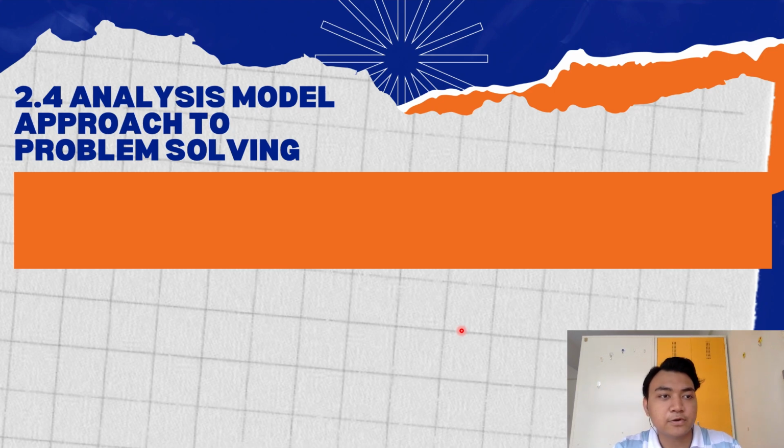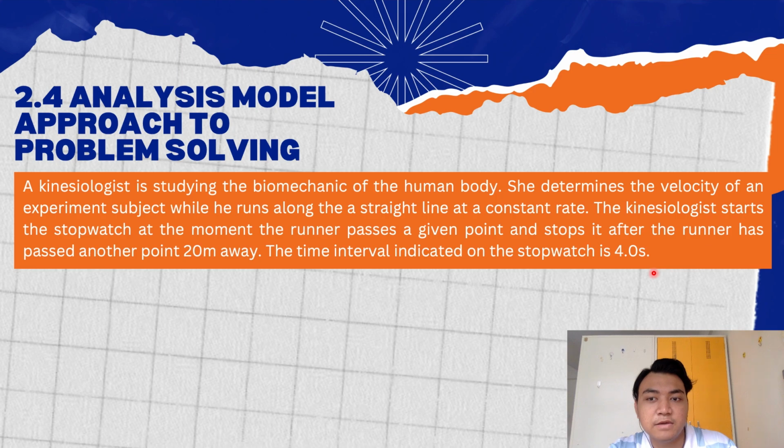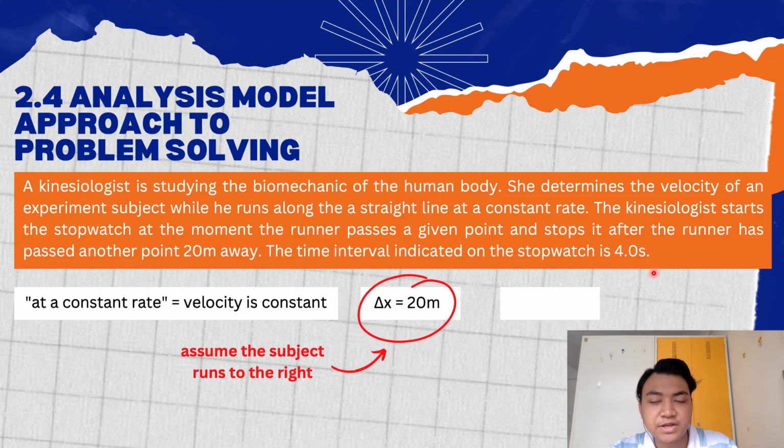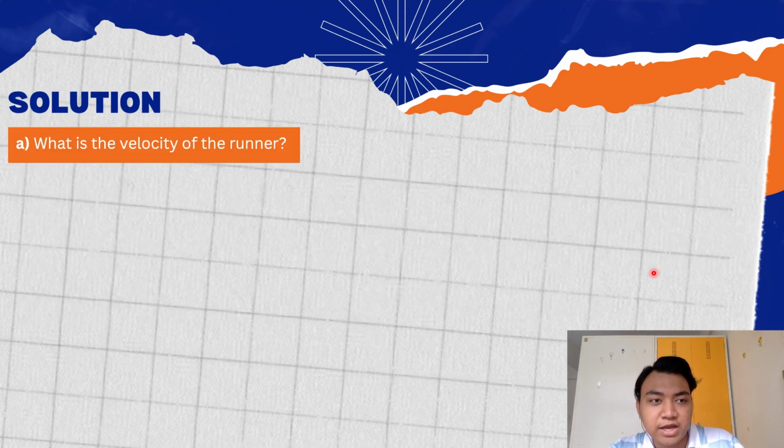Today I would like to teach about 2.4, analysis model approach to problem solving. First let us analyze this question. From the information given, the words "at a constant rate" tell us the velocity is constant. When velocity is constant, the acceleration is equal to 0, and delta x is equal to 20 meters. Why is it positive? Because we assume that the runner is moving to the right, and of course delta t is equal to 4.0 seconds. With this information we can answer the question.